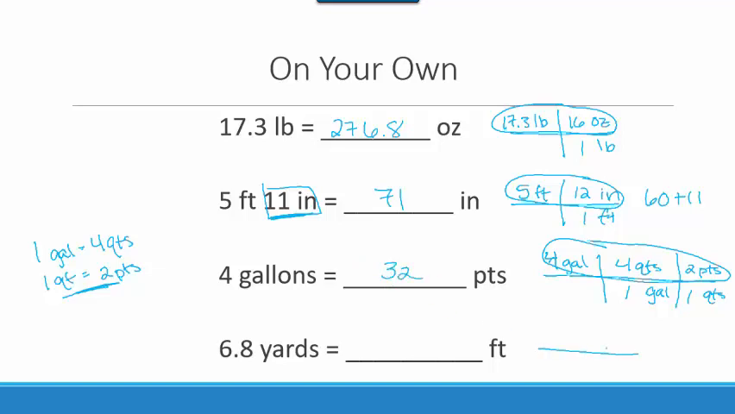And then last but not least, we've got 6.8 yards. I'm going to put yards at the bottom, feet at the top. So I know that 1 yard is equal to 3 feet, so I'm going to multiply these two together. So that's going to give me 20.4 feet.